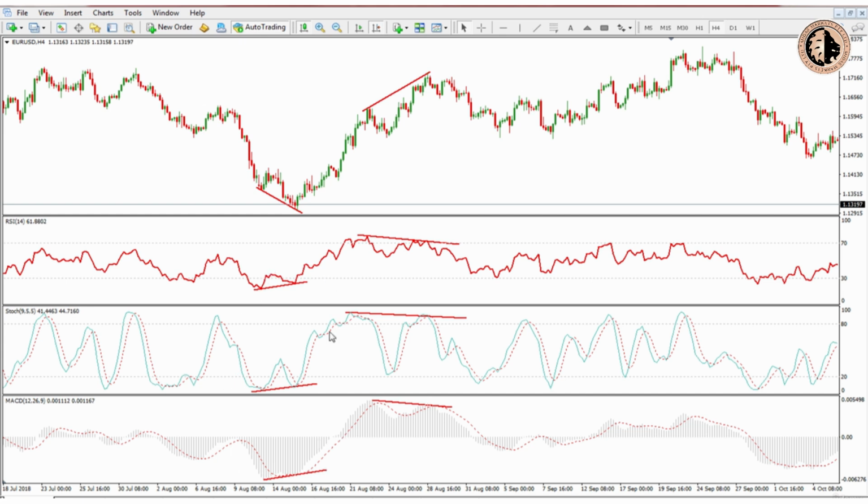That's a huge mistake. The oscillators are very similar and provide almost the same signals. So in this situation, we do not have three signals to enter the buy position, but only one, which means that there is no need to use all these three indicators.